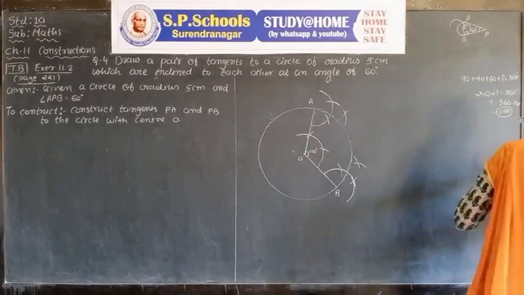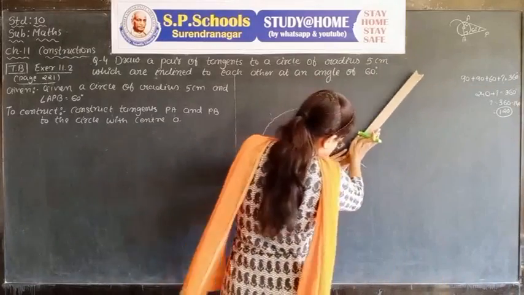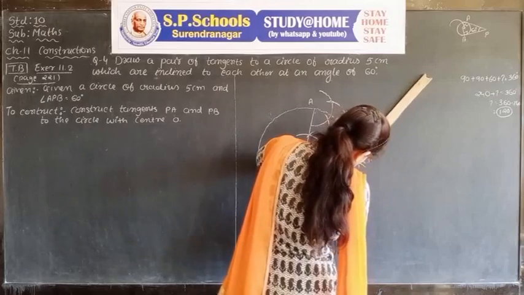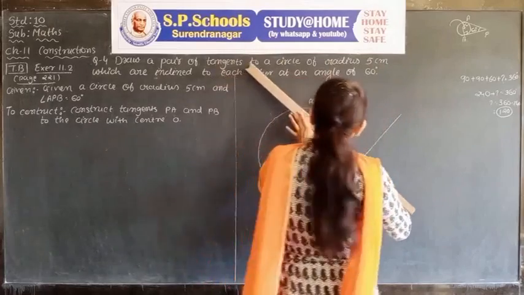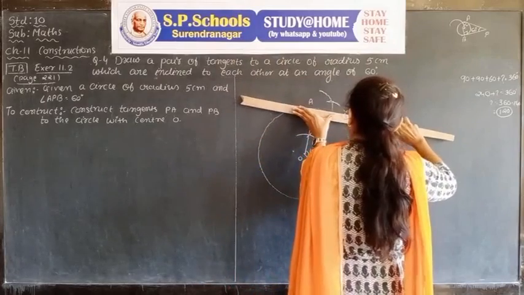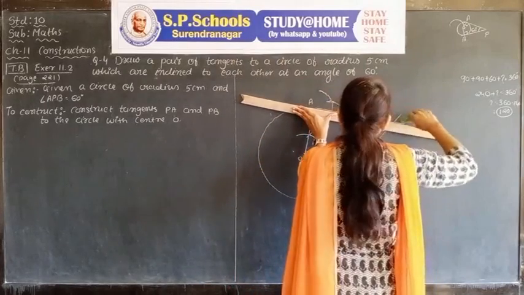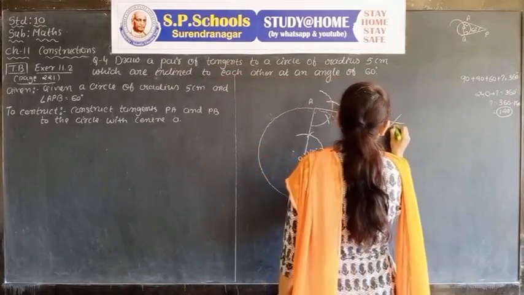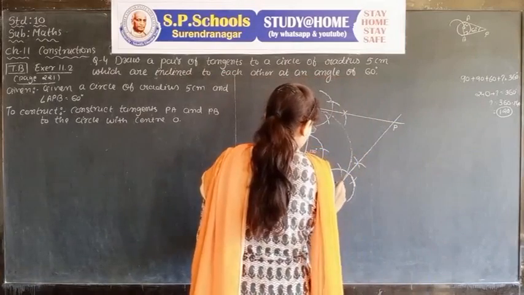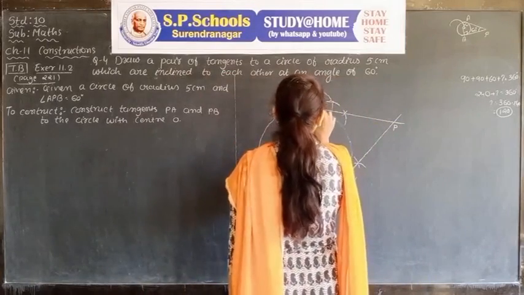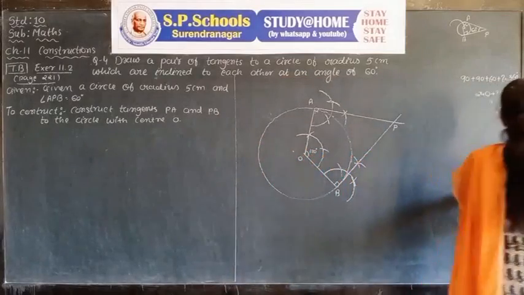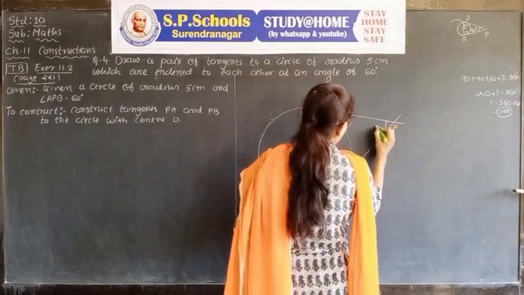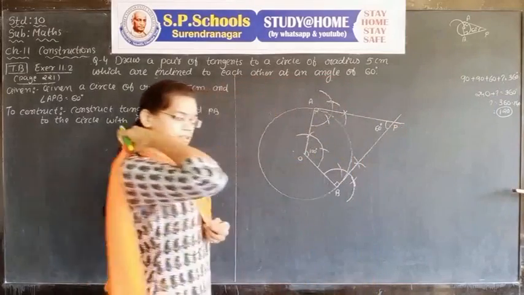Now using scale and pencil, we have to join B2, this intersecting arc, and here also A2, this intersecting arc, and both lines are intersecting each other. Give the name point P. OB and BP are perpendicular to each other. OA and AP are perpendicular to each other. Hence the construction is completed. The angle between the two tangents is 60 degrees.